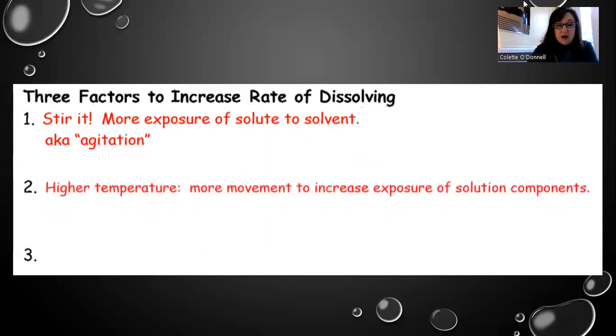We can also increase the temperature. Not only will that fit more solute in it, but it also will allow our substances to dissolve more quickly. So this is kind of like a double whammy with temperature. When you think about it, as we increase the temperature, we're increasing the movement of our particles. So again, we are able to increase the exposure of those solution components to each other.